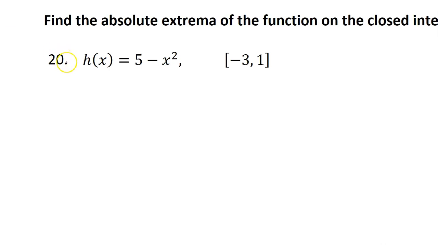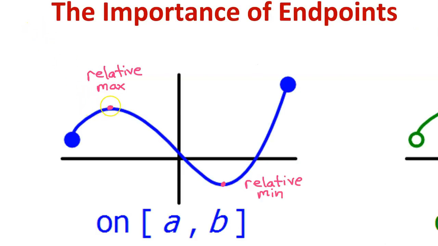In this video, I will show you how to find the absolute extrema of a function. That means the highest value or the lowest value. For the sake of comparison, this point is a relative max, and this point is a relative min. This is a high point on the graph, and this is a low point on the graph.